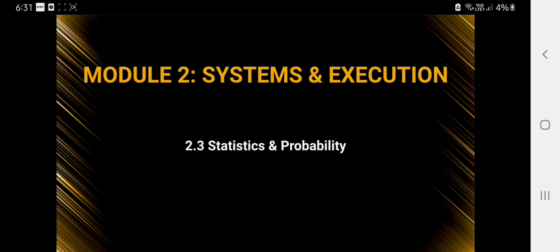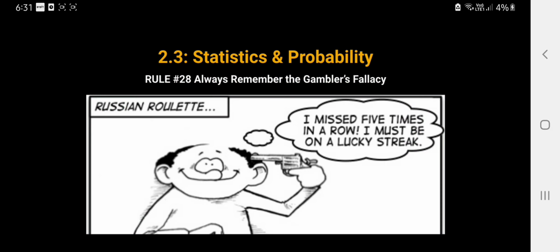So to introduce stats and probability, I want to talk about the most common cognitive bias that affects traders, which is the gambler's fallacy. So rule number 28 of Scalpers University is always remember the gambler's fallacy. This is something that affects us all, whether consciously or unconsciously, and the idea here is to make that conscious for you. The gambler's fallacy is the incorrect belief that if a particular event has occurred more frequently than normal during the past, usually the recent past, it's less likely to happen in future.